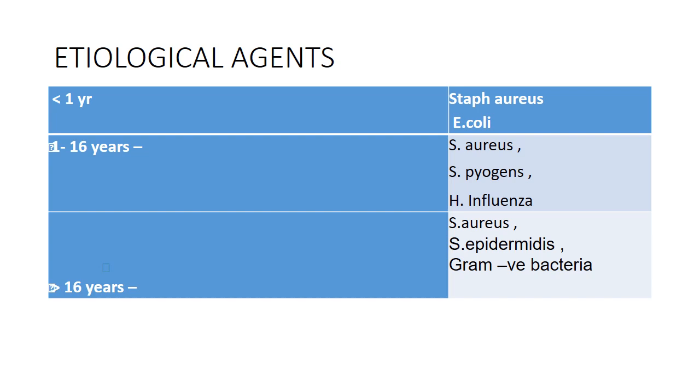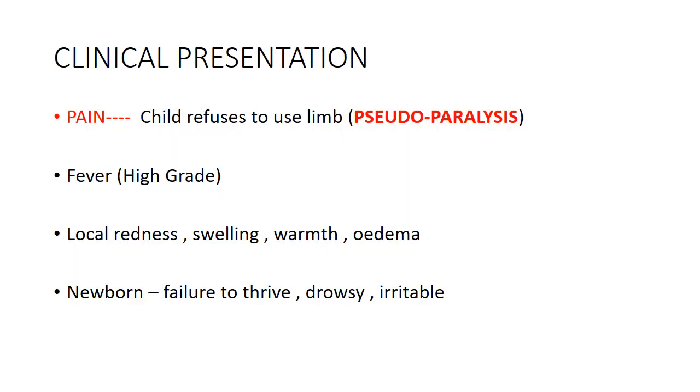After 16 years, Staph aureus, Streptococcus epidermidis, and gram-negative bacteria are the causative organisms. As far as clinical presentation is concerned, pain is the most common and the earliest presentation of osteomyelitis.